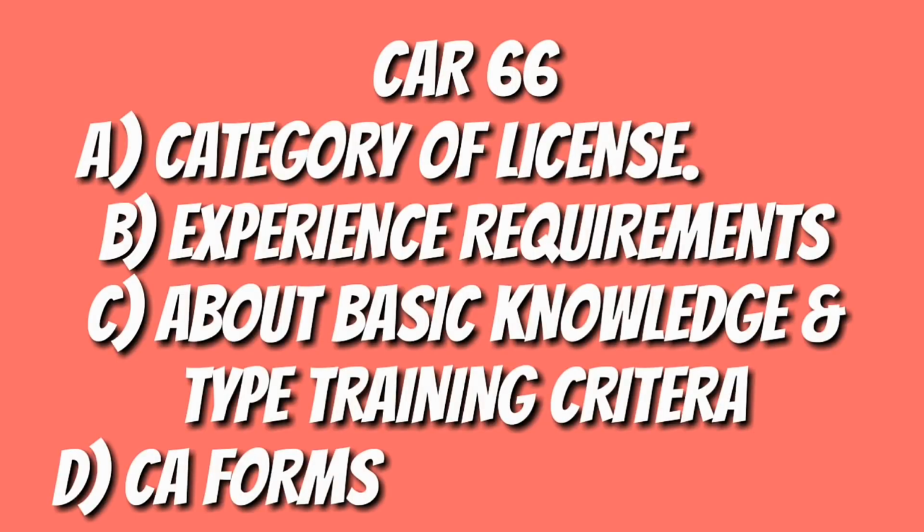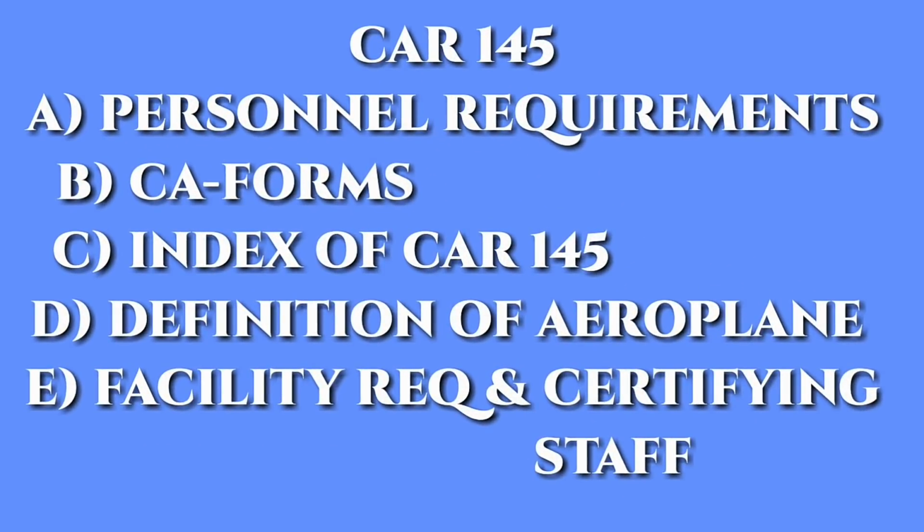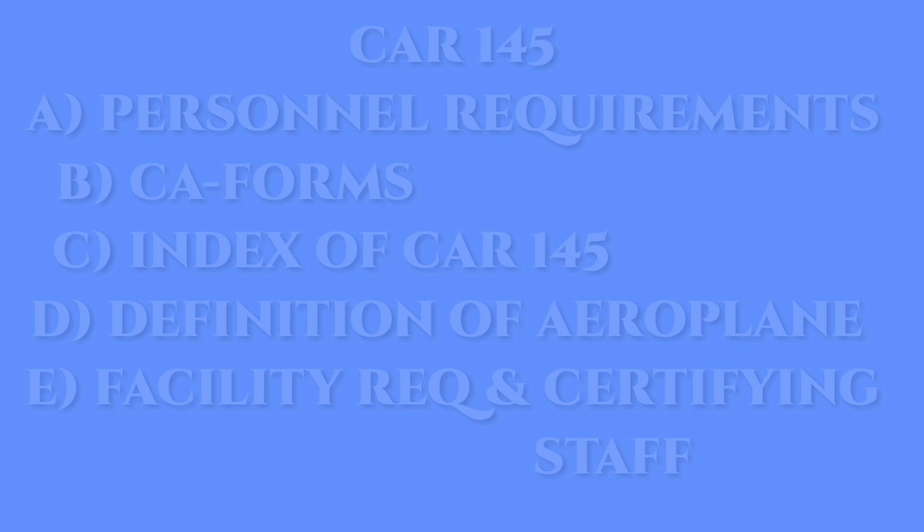we have CAR 66. In this, they usually ask about categories of license, experience requirements, basic knowledge and type training criteria, and the CA forms are the favorite questions. Next most important topic to study is CAR 145, which includes personnel requirements and CA forms. Also remember the index of CAR 145 because they can ask what is 145.A.45, which is maintenance data. Also they can ask about the definition of large aeroplanes, facility requirements, and about certifying staff. Overall, they will ask many questions from this topic, so study it in detail.